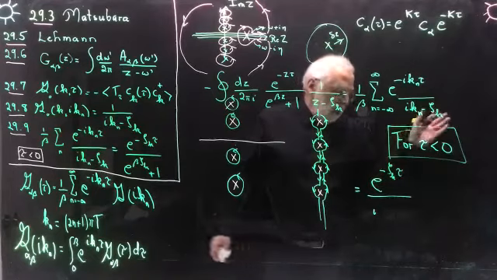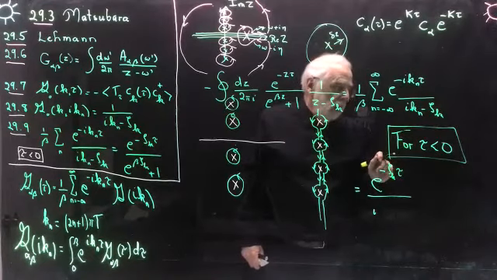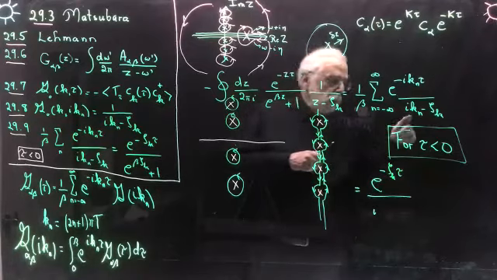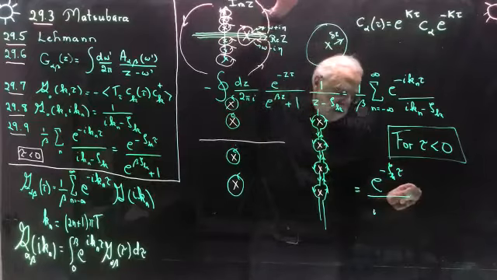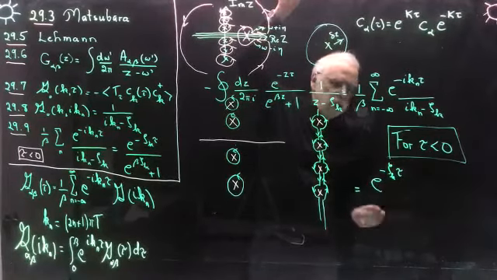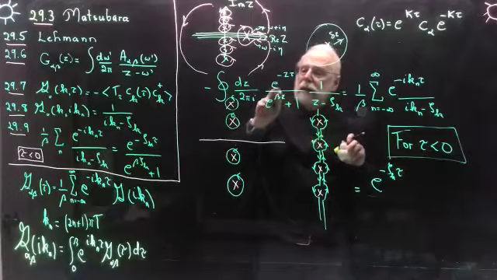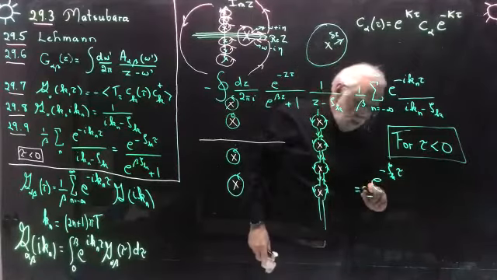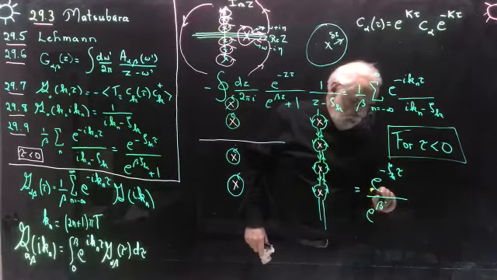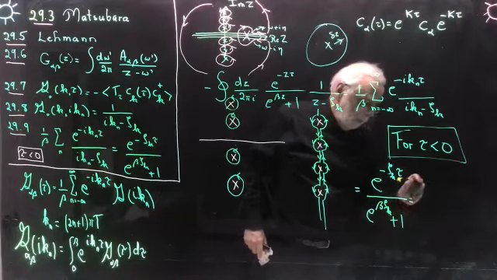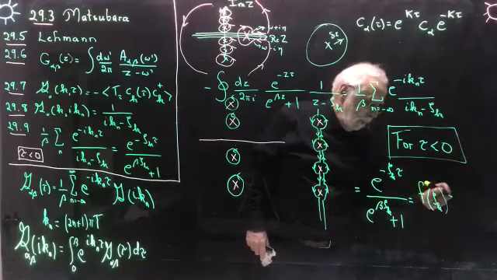And now this pole has disappeared. I mean, that's the pole I'm looking at here. So it's this function here that needs to be evaluated at this pole. So I get e to the minus zeta k tau times 1 over the exponential of beta zeta k plus 1. So that's the Fermi function, f of zeta k, times the exponential of minus zeta k tau.